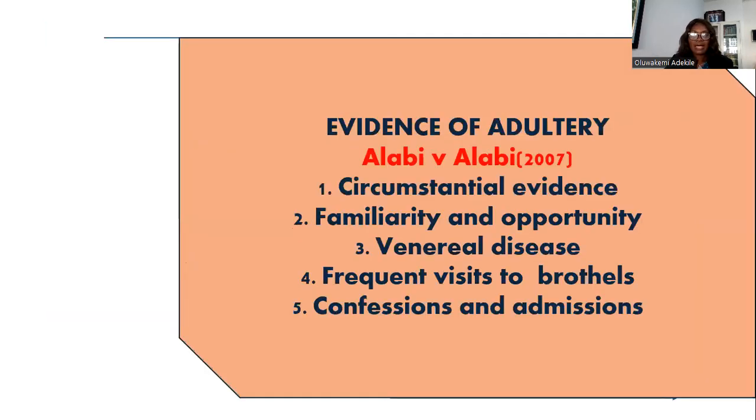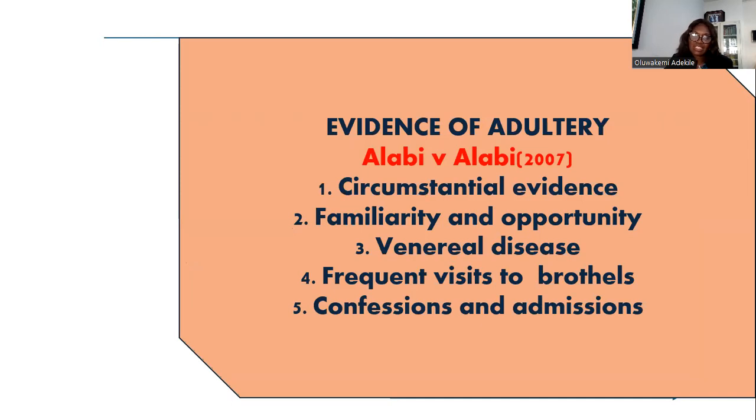If there is evidence of adultery and intolerability, then the person can successfully claim that the marriage has broken down irretrievably. In this context, how do you establish adultery?